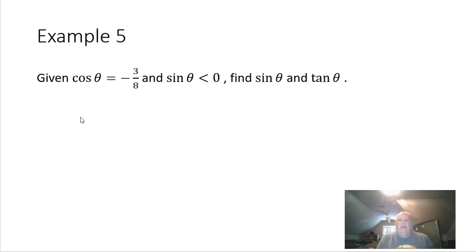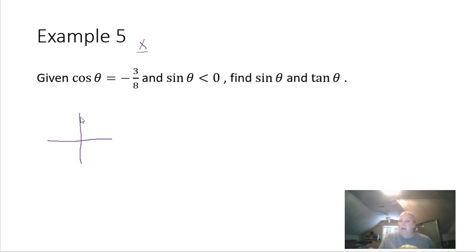All right, example 5. Given that the cosine of theta is negative 3 over 8 and that the sine of theta is less than 0, find the sine of theta and the tangent of theta. Okay, so what we know information-wise is that if we drew a picture, and this really helps, both of these are giving me information about what quadrant my triangle belongs in, or where my angle theta belongs. Now the cosine is negative.